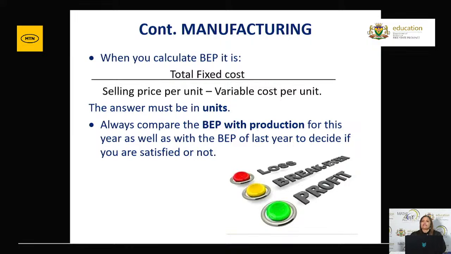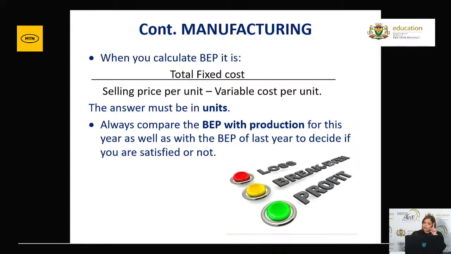Remember, the answer must always be in units. Sometimes the examiner will go as far as to say, if your answer is in rands and you put the R sign in front of it, then you don't get the mark. So make sure that your answer is always in units. Compare the break-even point with the number of units produced for this particular year. That must always be your starting point, right? Then you can go further and compare with the production from the previous year, right? But your first point of departure is always the break-even point compared to the number of units produced.